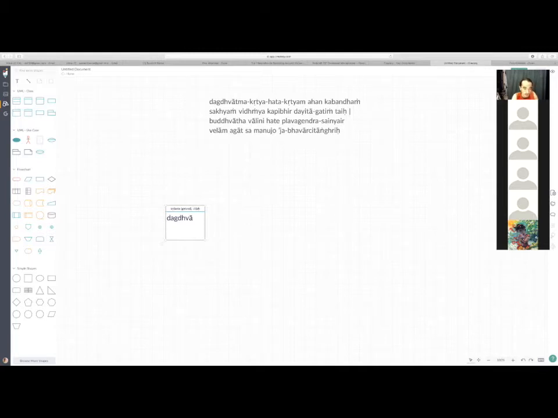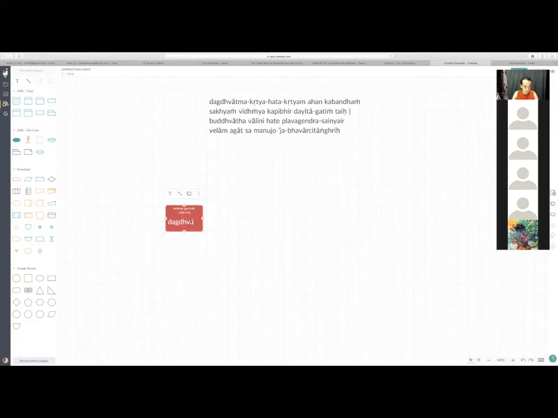Dah plus the suffix tva. Dah and tva undergo certain transformations, and we get as a result dagdva. Quite an interesting change of letters. Okay, so this is definitely a kriya, a subordinate one. So we can make it red.